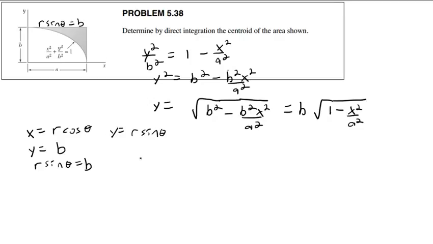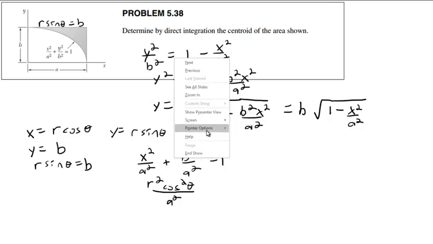And then x squared over a squared plus y squared over b squared equals 1 could be reduced to, let's see, r squared cosine squared theta over a squared. Oh, wait a minute, what happened here?